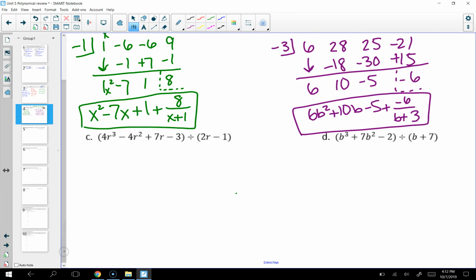Alright, see down here. This time we have 2r minus 1. Remember, make it equal to 0. We're going to add 1 and then divide by 2, which gives me a positive 1/2. 3, 2, 1, none. Alright, not missing anything. Coefficients are going to fall.